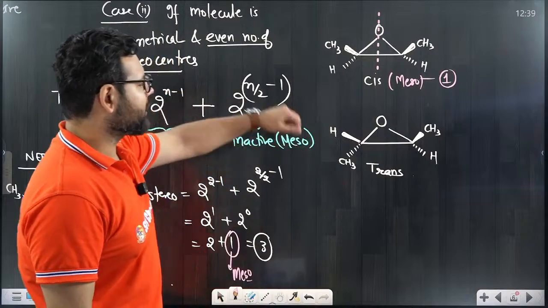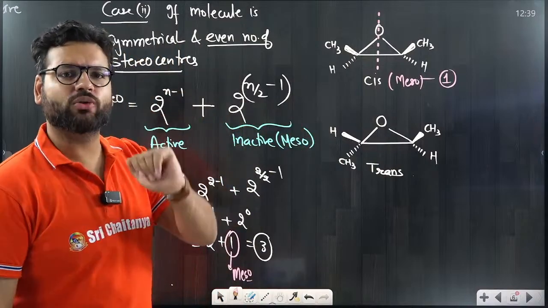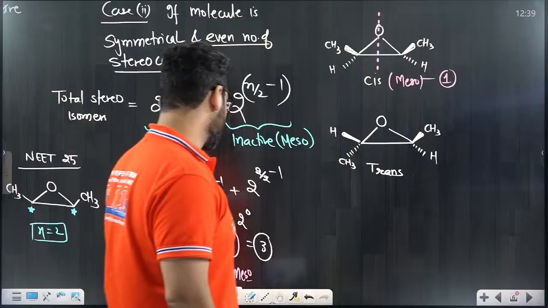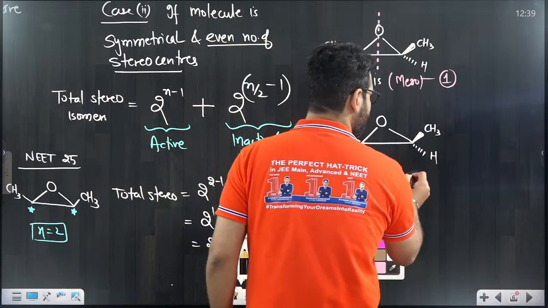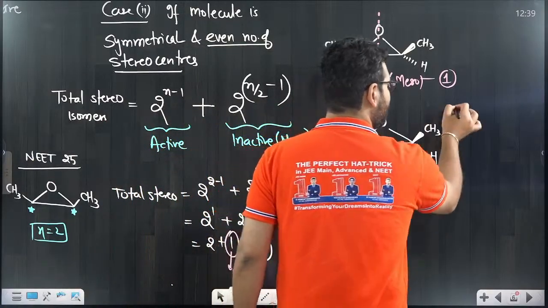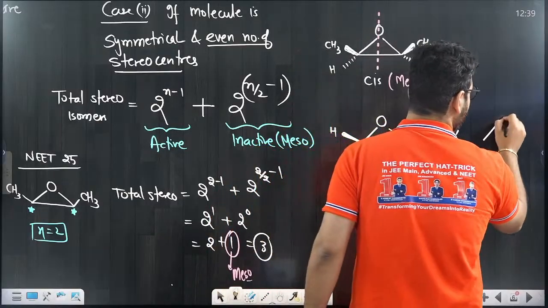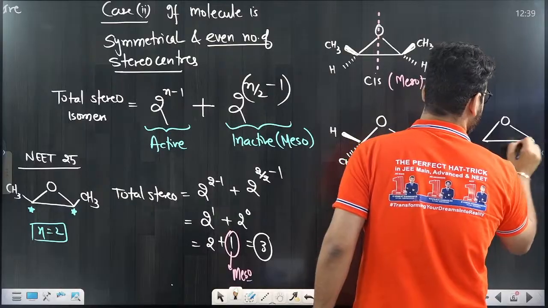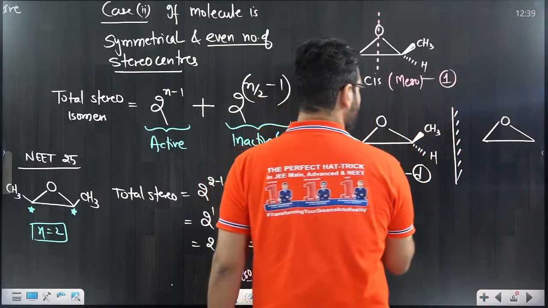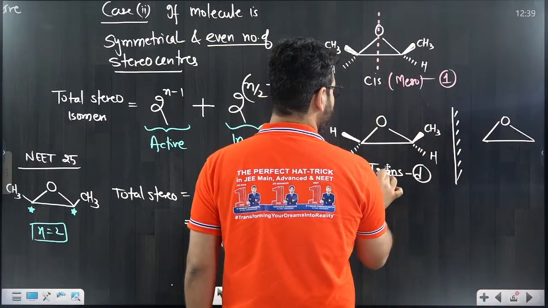Am I able to cut trans into two equal halves? Answer is no, sir. Trans does not have a plane of symmetry. So trans will have two possibilities. Trans dextrorotatory, put a mirror. Trans levorotatory. Trans dextrorotatory and trans levorotatory.